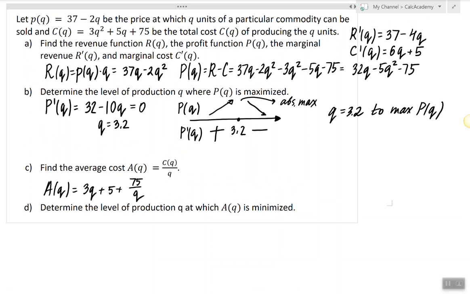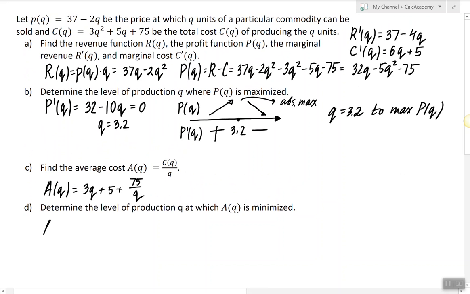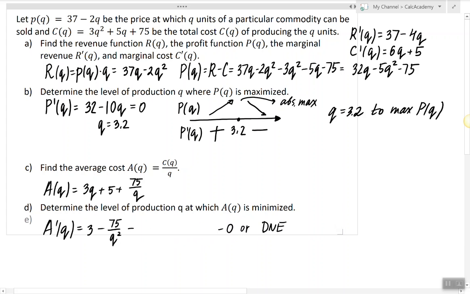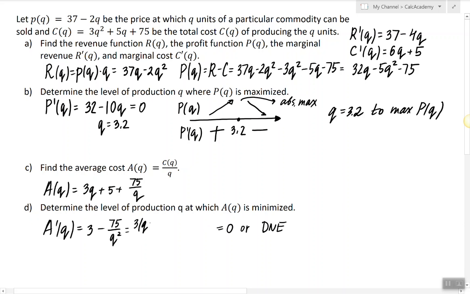That is, to find the minimum of this function, we're going to find the derivative of this function, which is 3 minus 75 over Q squared, set it equal to 0, or find where the derivative does not exist. And before we do that, let's simplify this expression. So we have 3Q squared minus 75 over Q squared, which can be also written as 3 times Q minus 5 times Q plus 5 divided by Q squared.